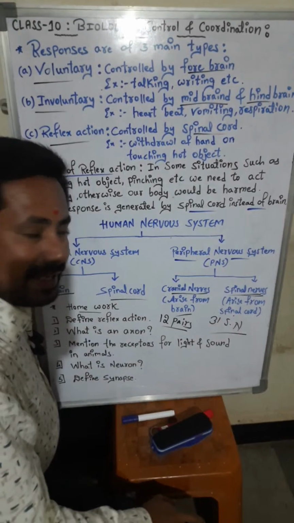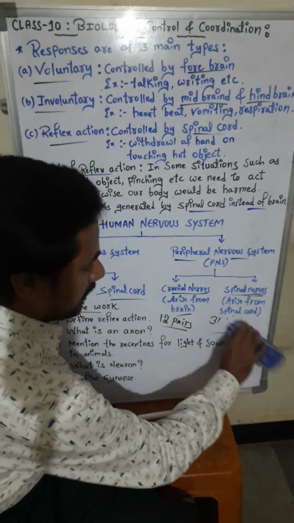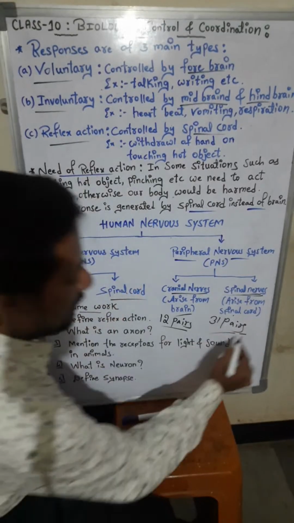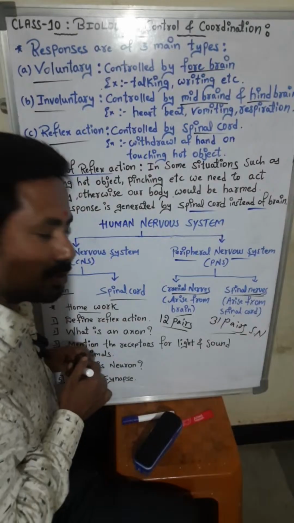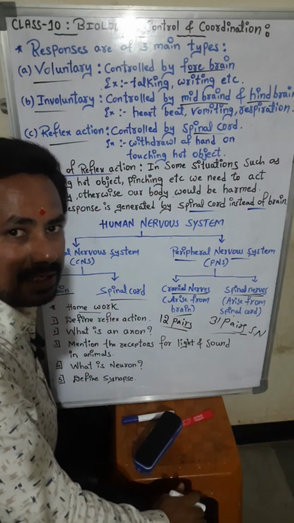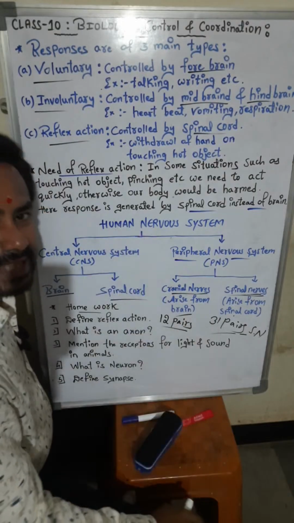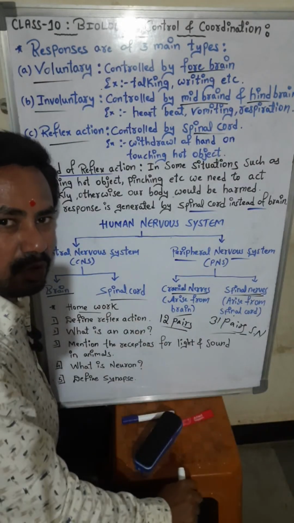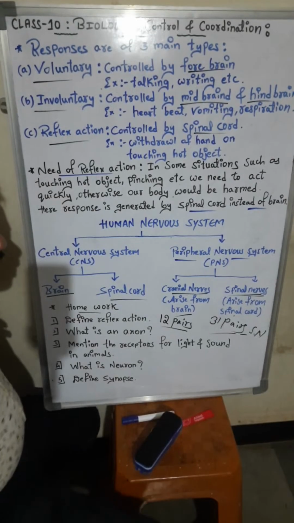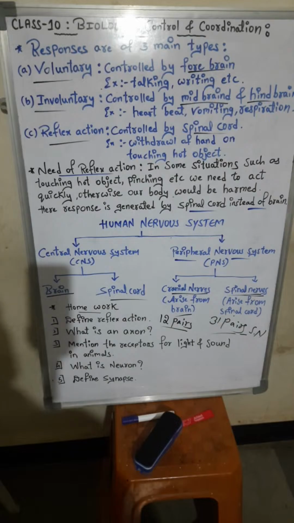31 pairs, students, 31 pairs of spinal nerves which are emerging out from the spinal cord. From the brain, 12 pairs of cranial nerves, 31 pairs of spinal nerves. Is it clear? Simple is there, easy is there, just try to understand. Okay, see the previous video from the starting, you will understand better if you have not seen. Okay, fine. So I think the chapter is clear.